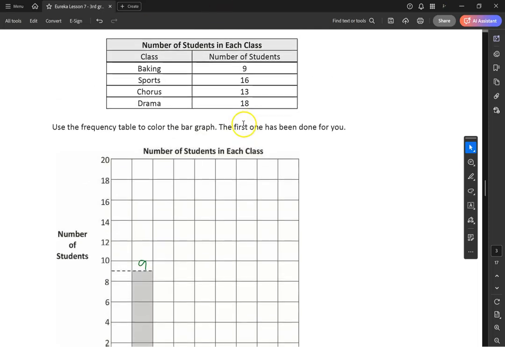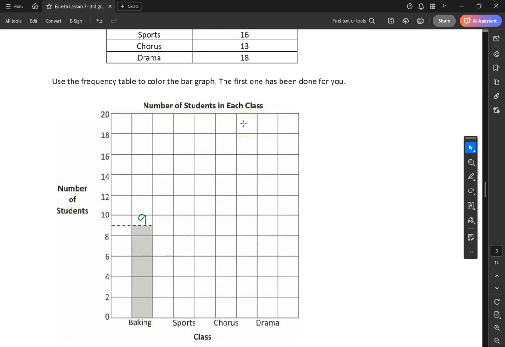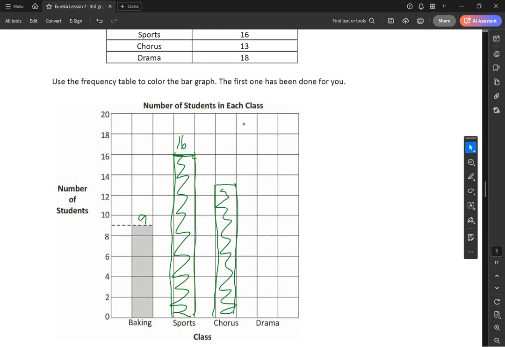Okay. Sports is 16. So we go up to 16. Draw a line across, draw a line down. Scribble, label. Chorus, 13. Oh, there's another one. There's no 13. But we know 13 is in between 14 and 12. So it's going to be about right here in the middle. Scribble, label.